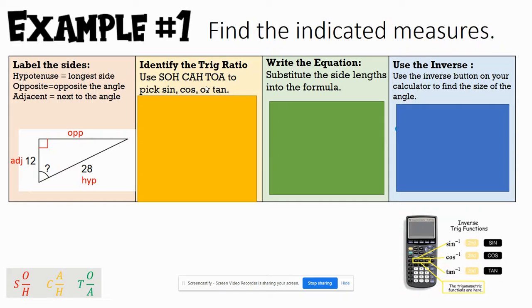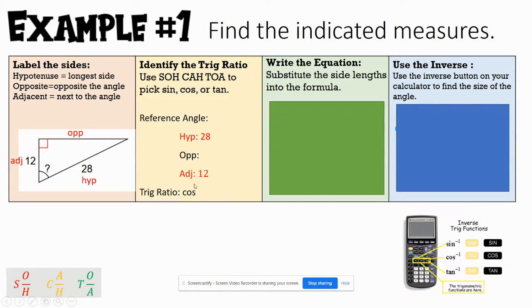And now when you're trying to find a missing angle, it means that you must know two of the sides. What two sides do you know? Well, you know the adjacent and the hypotenuse. So what trig ratio uses the adjacent side and the hypotenuse side? If you said cosine, you are correct. So in our equation, we're going to be using cosine.